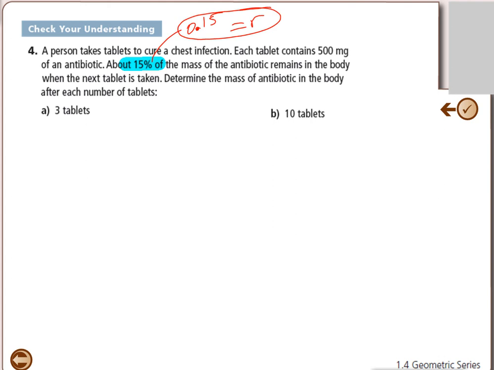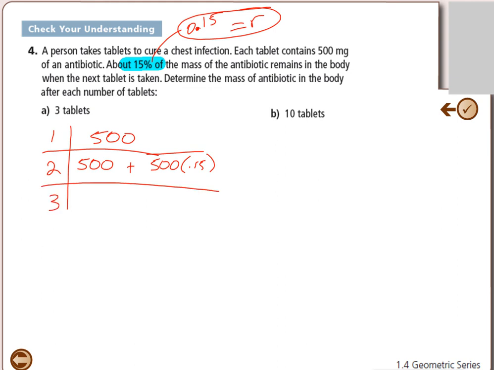Let's make a quick little table just so you can see what's happening. After you take the first tablet, you got 500 milligrams sitting in your body. Then, when it's time for the second tablet, you take the second tablet, you're putting in 500 milligrams into your body. But wait, there was 15% of that first tablet still sitting in your body. Then when it's time to take the third tablet, you take the third tablet, you've got 500 milligrams in your body now.